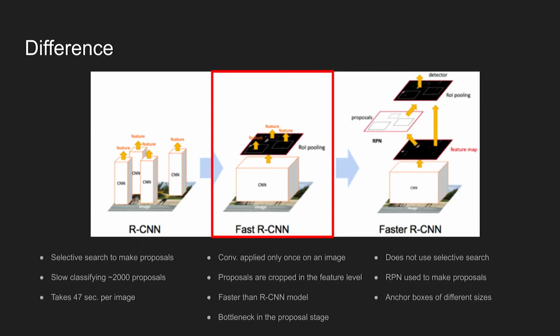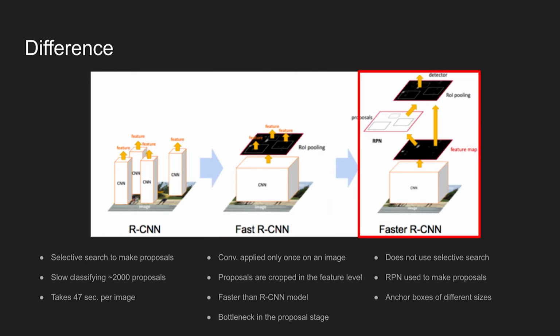To solve this problem, the Fast R-CNN model makes a different approach. Instead of applying convolution on each object proposal, it applies layers of convolution once on an image and extracts features at the feature level. This approach is much faster than the R-CNN model, but now the bottleneck is in the region proposal stage.